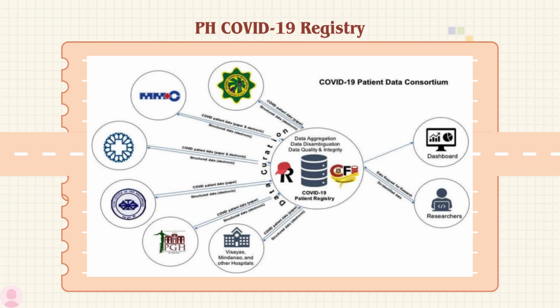As you can see here in the diagram, different hospital information systems upload COVID patient data to the registry where data curation happens. There is now data aggregation, data disambiguation, and the ensuring of data quality and integrity. After that, data is now sent to the dashboard and to researchers. The researchers now closely monitor COVID 19, and with the data that they have, they can give detailed updates on the number of new cases per day, number of fatalities, and so on.